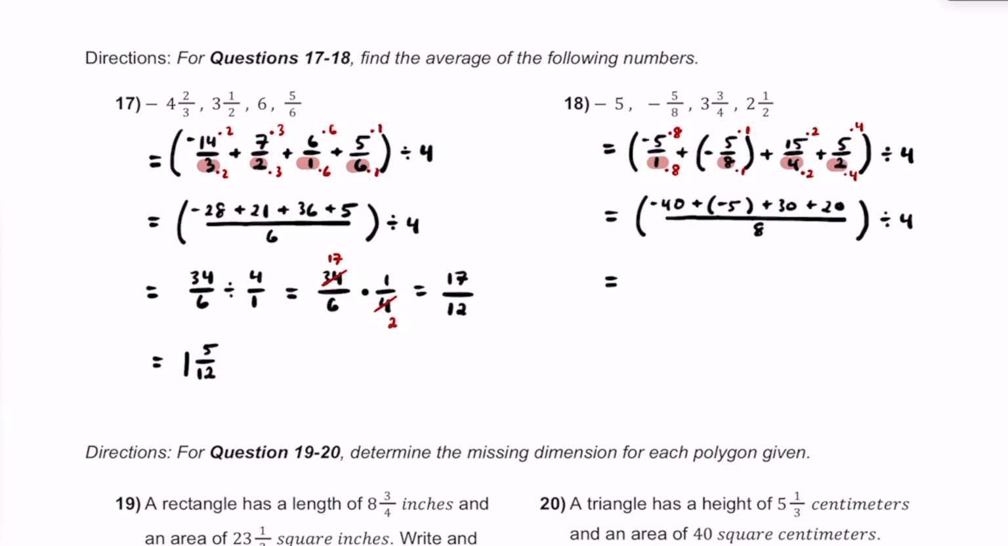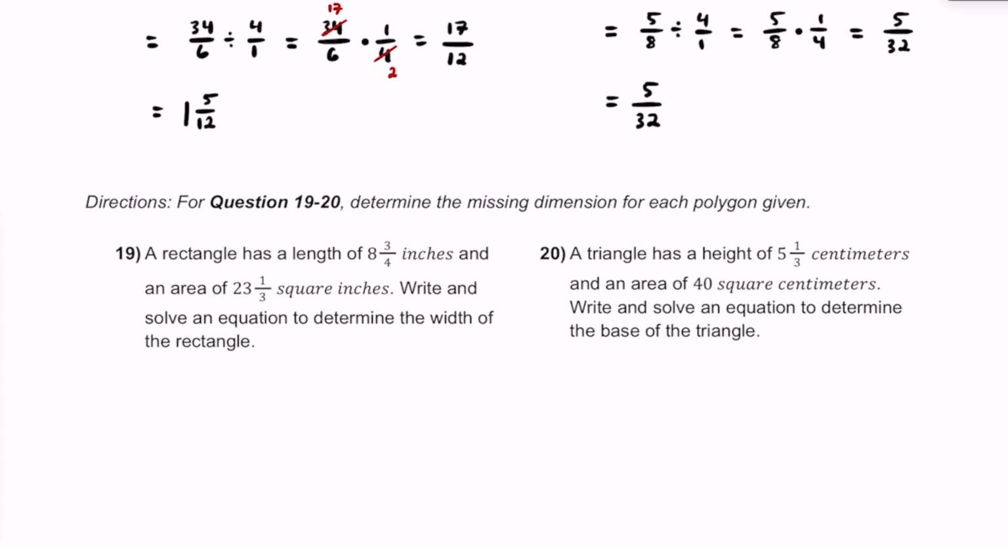All right, so let's see here. Negative 40 plus negative 5 is negative 45, plus 30 is negative 15. Negative 15 plus 20 is going to be 5. So we're looking at 5 over 8 divided by 4. 4 is just 4 over 1, so we can go ahead and rewrite this as a multiplication problem. Say this is 5/8 multiplied by a quarter. And we can't cross cancel anything, so it's just going to be 5 over 32. And I'm just going to go ahead and write that over here just to make it more clear.